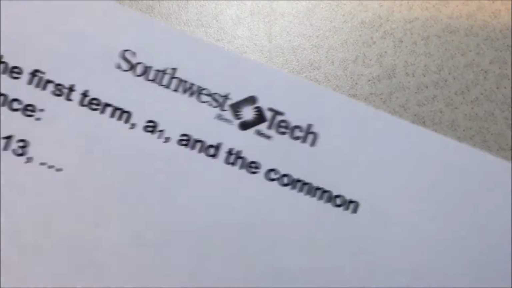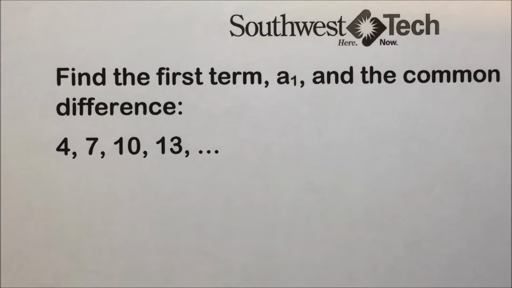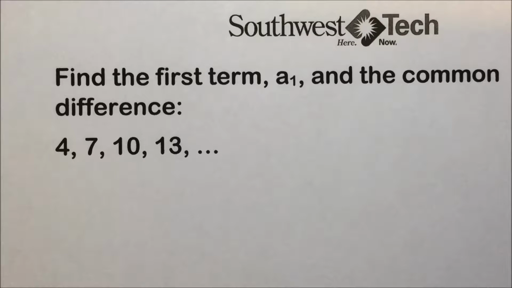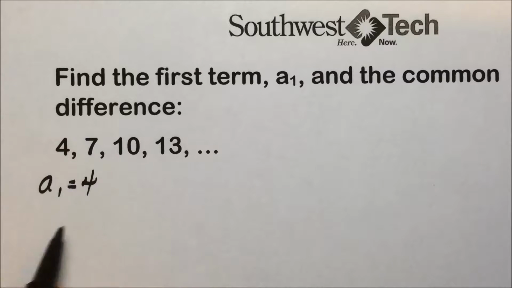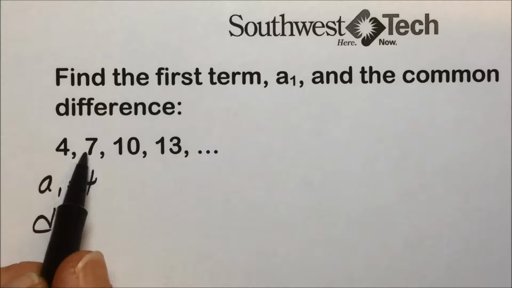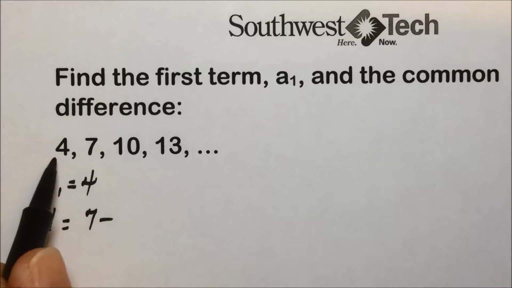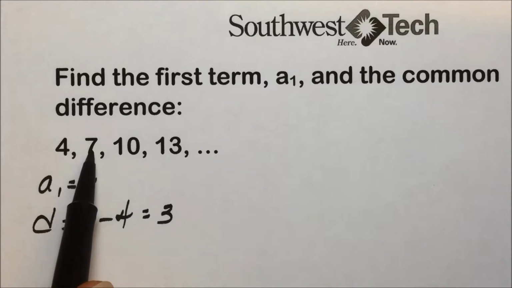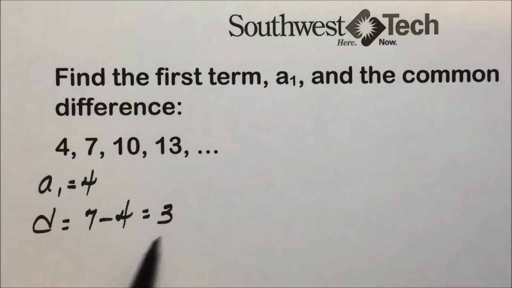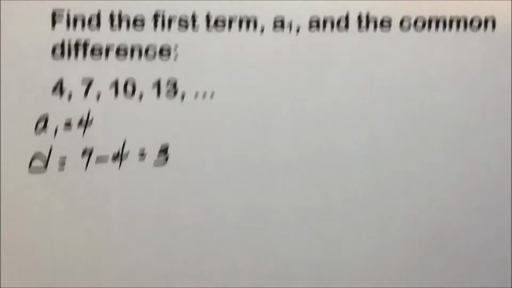So let's do some practice. Given these arithmetic sequences, find the first term and the common difference. Well, the first term is pretty straightforward. It's 4. The common difference is found by taking a term and subtracting the previous term, or its preceding term. So 7 minus 4 gives us 3. To verify that, 10 minus 7 is 3, 13 minus 10 is 3. So we can feel pretty comfortable that our common difference is 3.